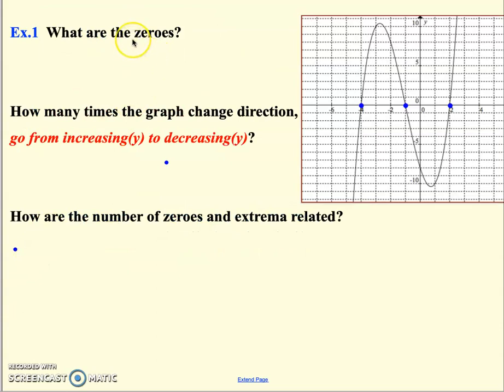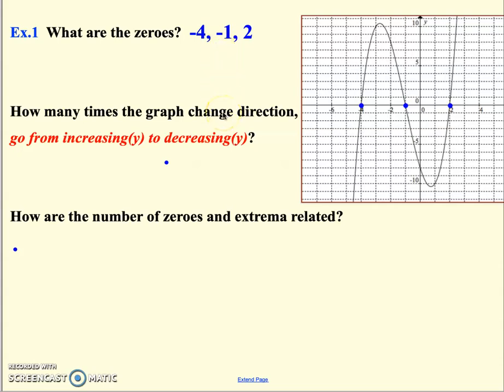So this question says, what are the zeros? But you can definitely look at your graph and say, what are my x-intercepts? That's really the same concept. So -4, -1, and 2. And instead of writing them as coordinates, we're just saying list out the numbers as zeros.